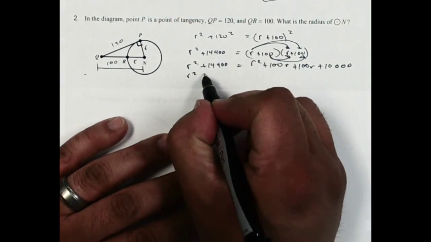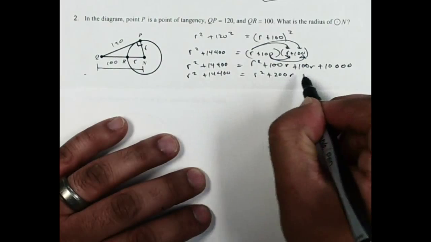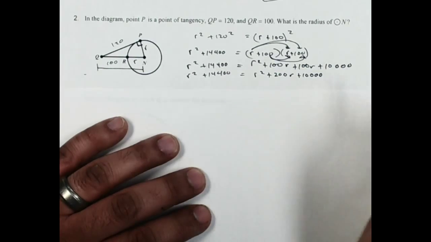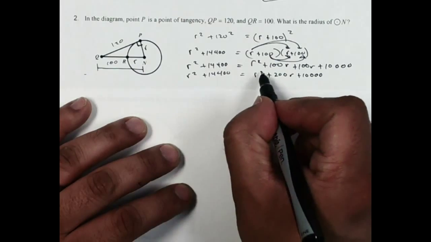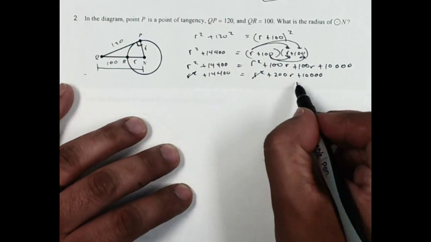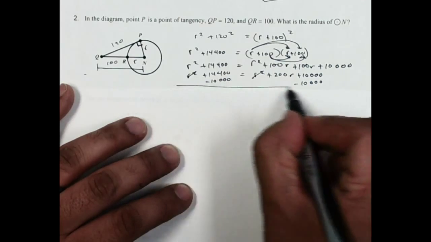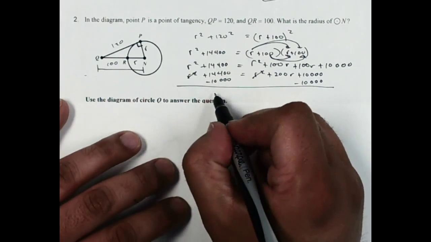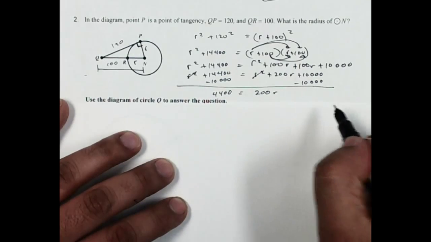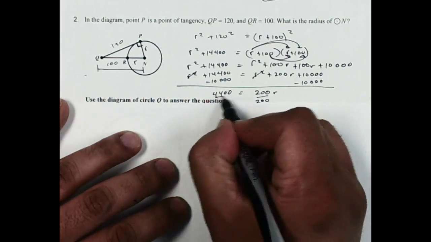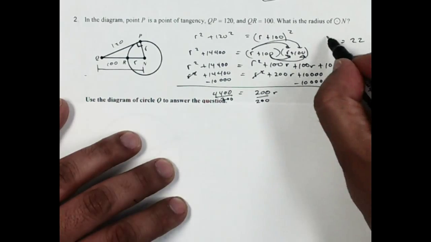Okay, simplifying this out, this is equal to r squared plus 200r plus 10,000. Now the r squares, I can subtract r squared from both sides, and that's going to cancel. Then I want to subtract the 10,000. So I end up with 4,400 is equal to 200r. If I divide by 200, I get that my radius is going to equal 22.